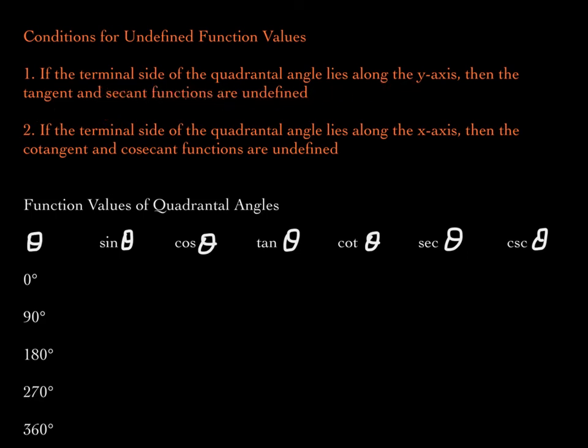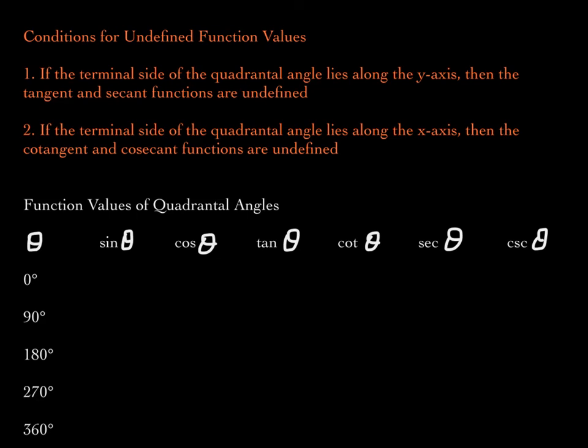The terminal side for 90 degrees lies on the y-axis, and the terminal side for 270 degrees also lies on the y-axis. That means for 90 degrees and for 270 degrees, tangent and secant will be undefined. 0 degrees, 180 degrees, and 360 degrees all have their terminal sides lying on the x-axis. That means for these three quadrantal angles, cotangent and cosecant will be undefined. All the other function values will either be 1, 0, or -1.